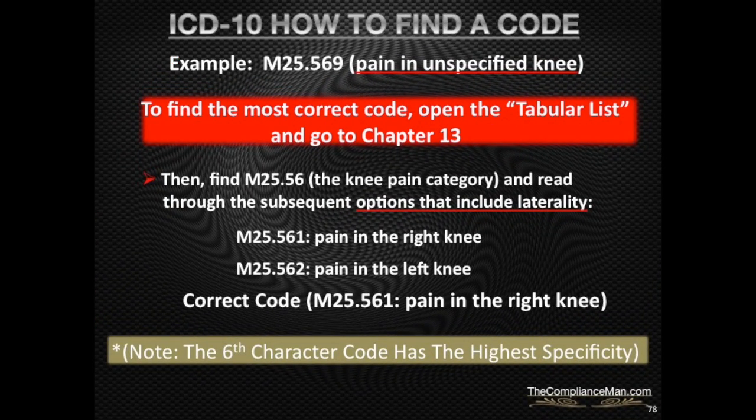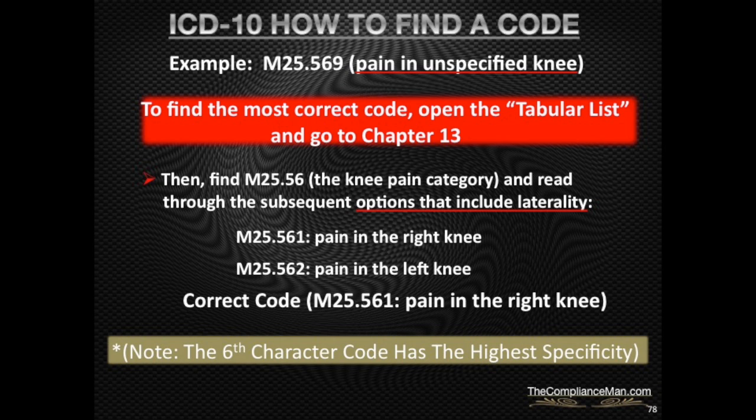So in the example of this slide, the M25.569 pain in unspecified knee, to find the most correct code, you're going to have to open the tabular list and go to chapter 13. Then you will find M25.56, the knee pain category, and read through the subsequent options that include the laterality. And when you see it, you'll see M25.561, and remember 1 means right knee, and M25.562, and that means pain in the left knee. So 1 means right knee, 2 means left knee.